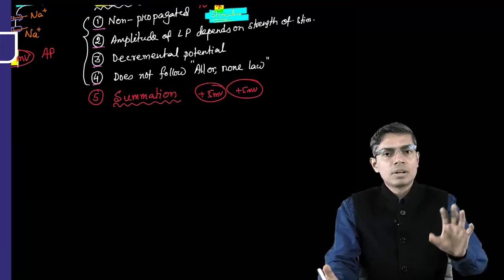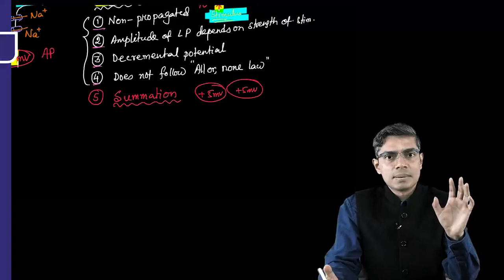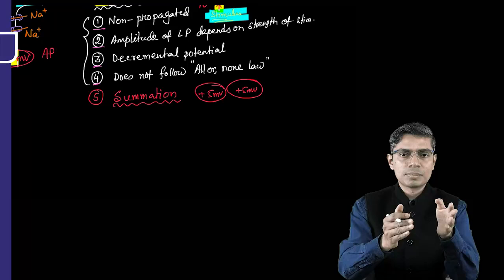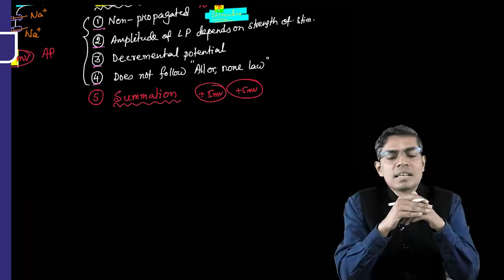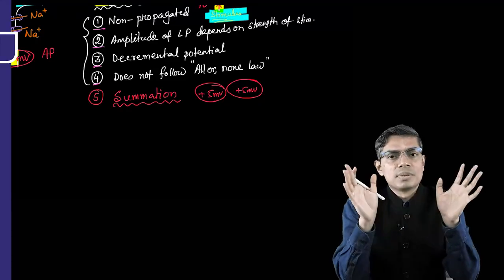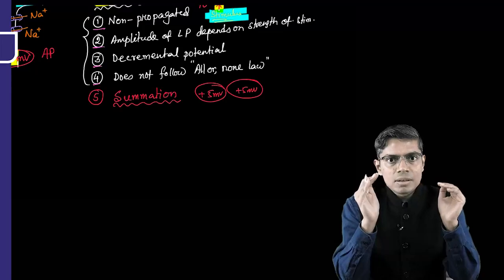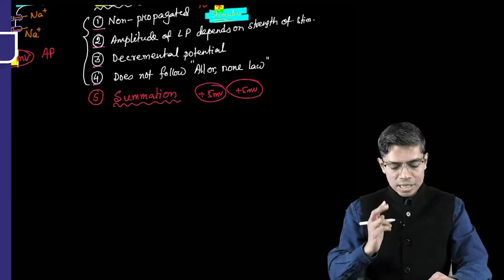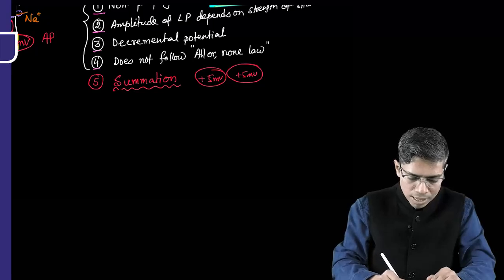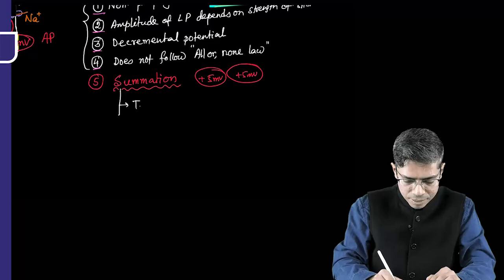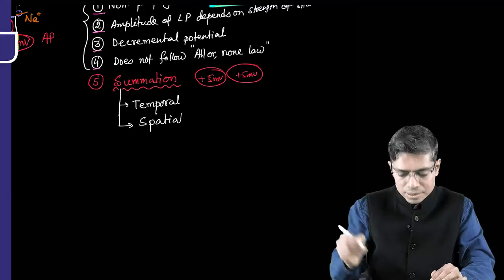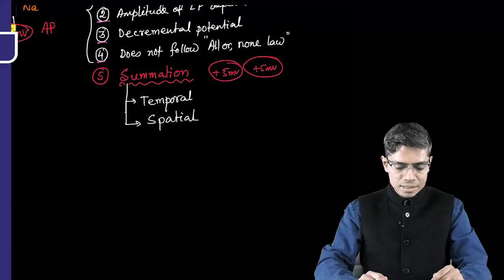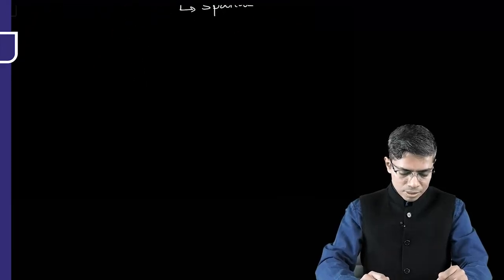Action potential will not have this kind of property. Action potential cannot sum up. If you generate one action potential and another action potential, they cannot sum up with one another and give rise to plus 35 millivolt, right? Not possible. So the summation occurs in the case of local potential. We have to understand two types of summation: one is known as temporal summation, and one is known as spatial summation.